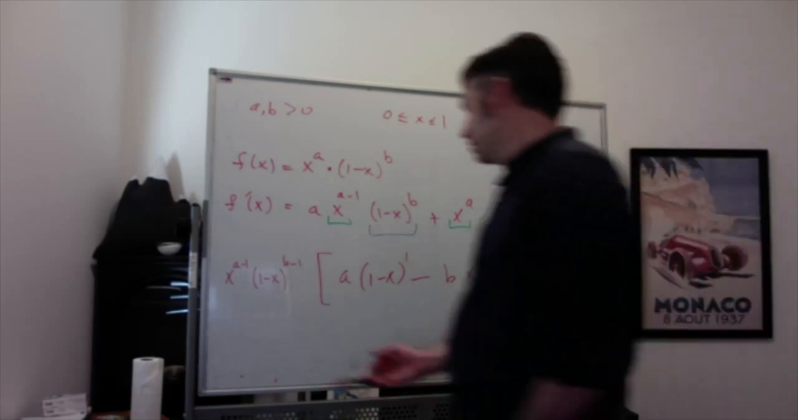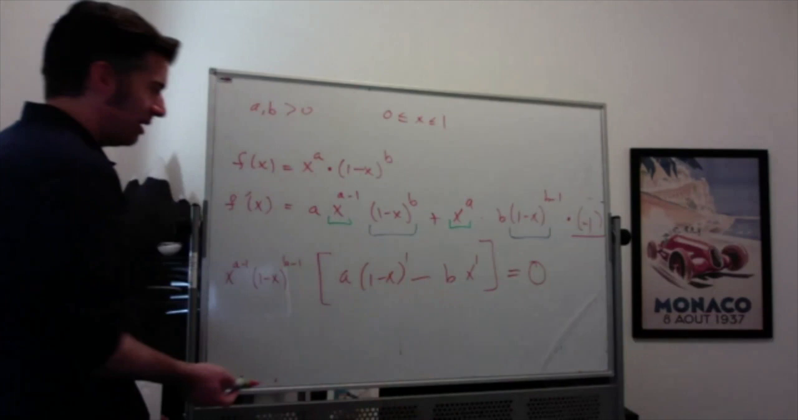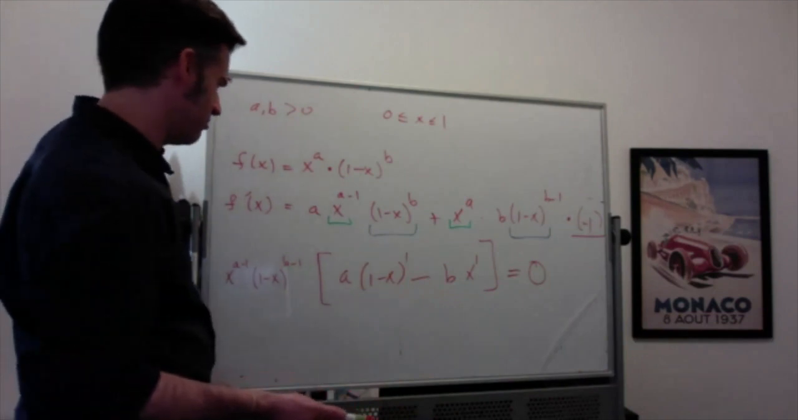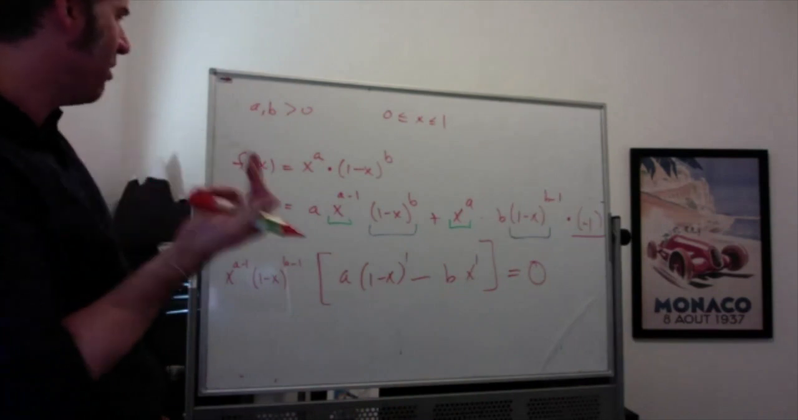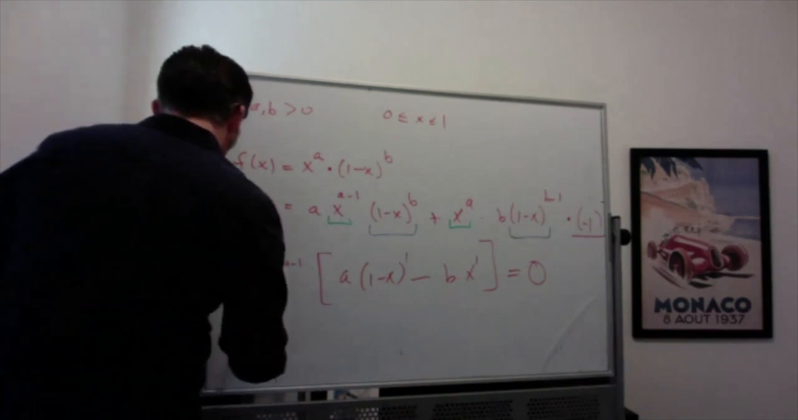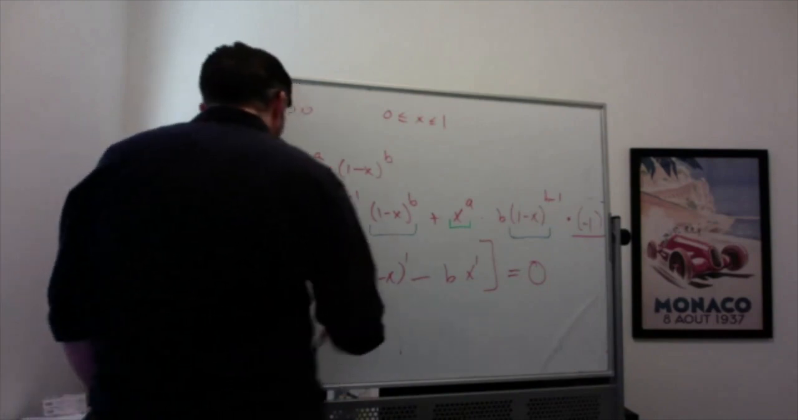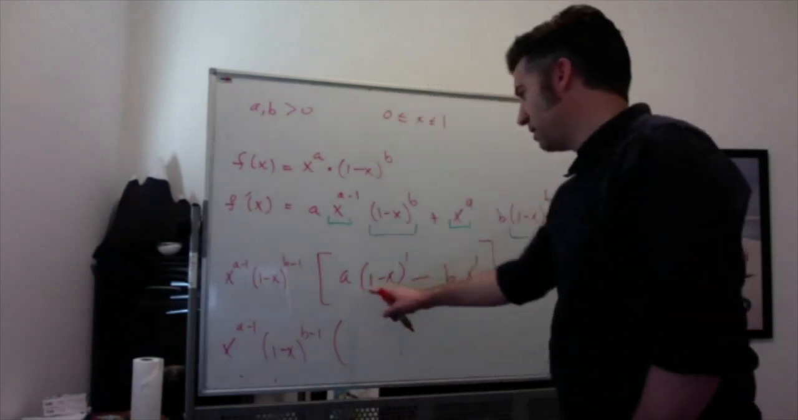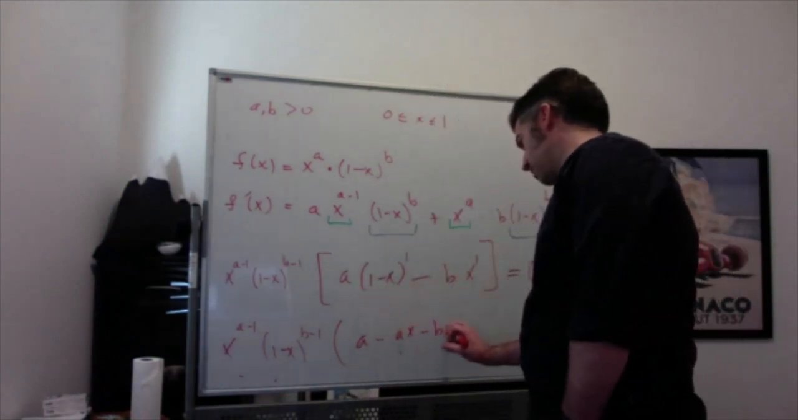Now I need to simplify this inside part, and it's not a lot of simplifying to do. Why do I feel like this looks different than when I did it before? No, I guess that seems perfectly right. So here's what I get: x to the a minus 1 times 1 minus x to the b minus 1 times a times 1 minus a times x minus b times x.